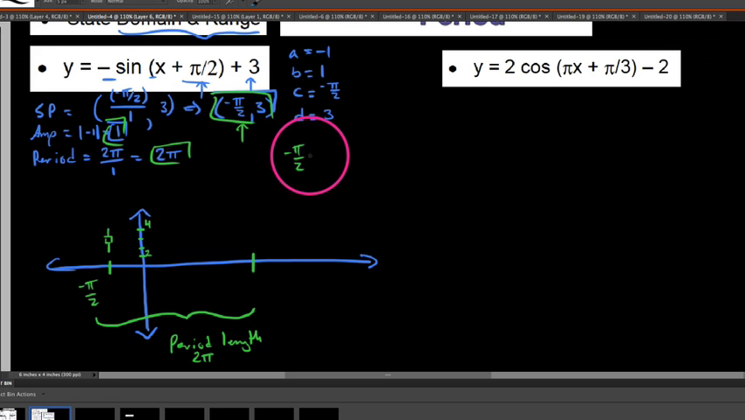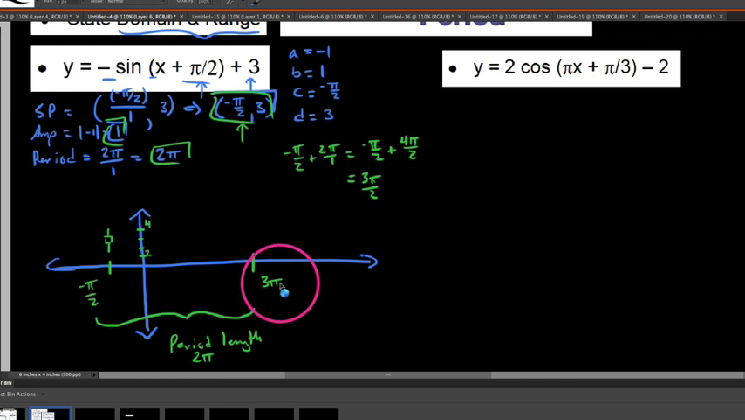We say negative pi halves plus 2 pi, which would be 2 pi wholes, which would be the same thing as negative pi halves plus 4 pi halves. So we get an end value of 3 pi halves. So we're going to label this 3 pi halves, and we're going to extend our frame. I like to put dotted lines out to the right side here, where it would then drop down, and this would be our frame outline.